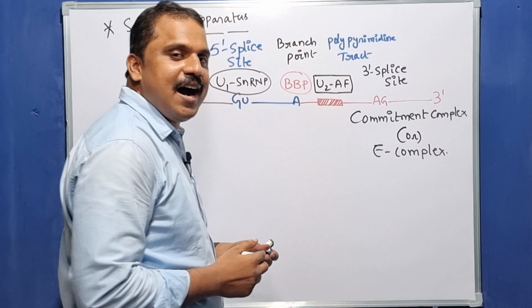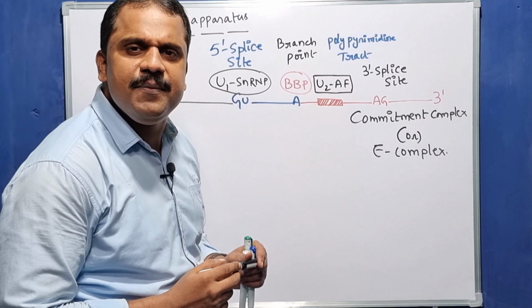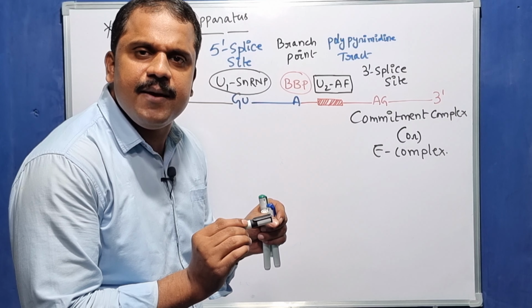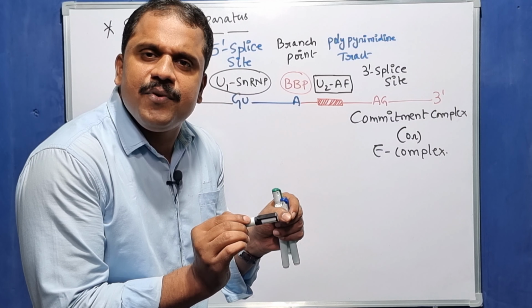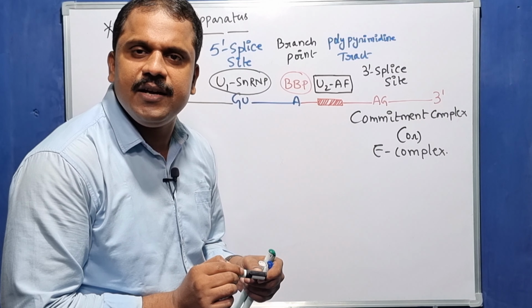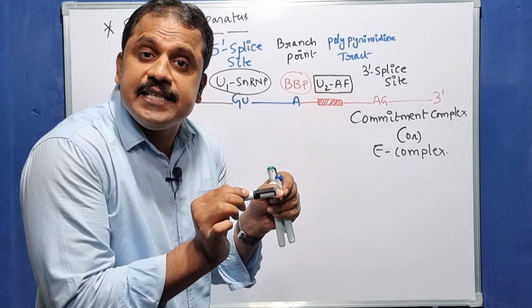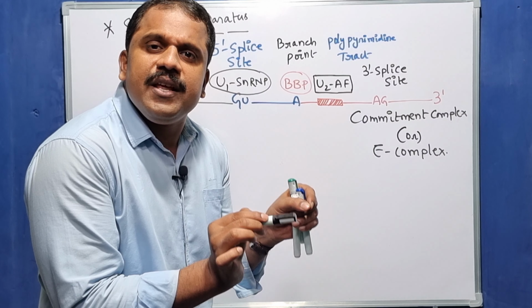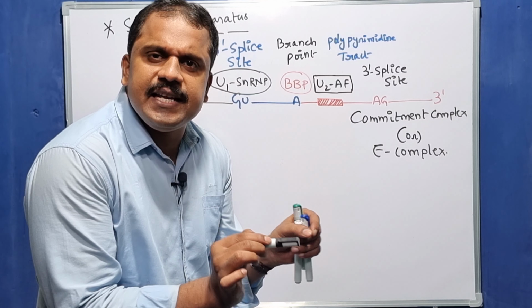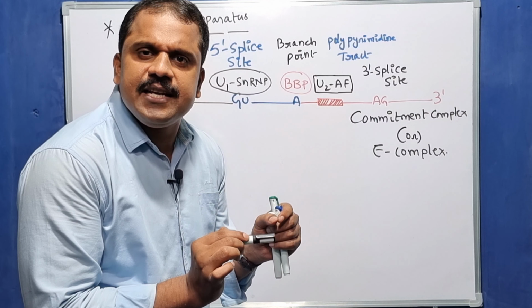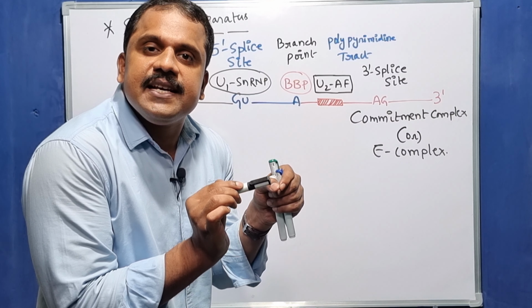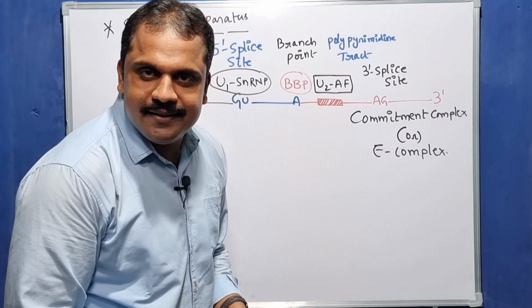So here, after the successful organization of the commitment complex or E complex, in the very next step, the branch binding protein which was recruited to the adenosine nucleotide successfully dissociates from its respective site. Once the branch binding protein dissociates, in the very next step a specific snRNP, U2 snRNP, is recruited to the adenosine nucleotide.